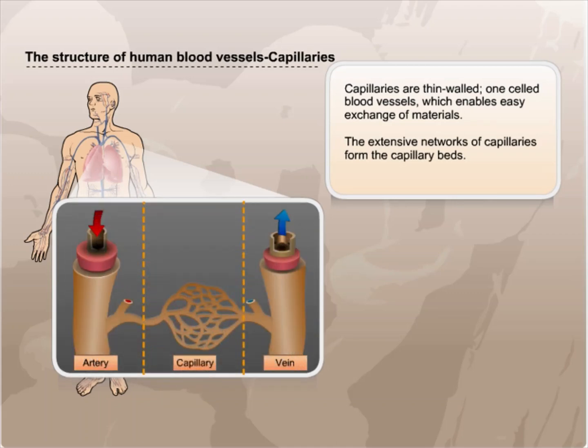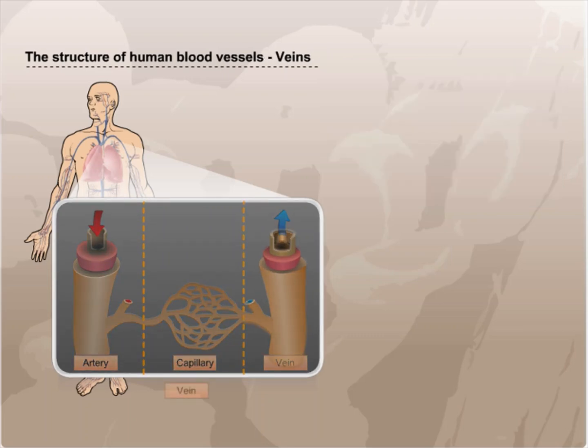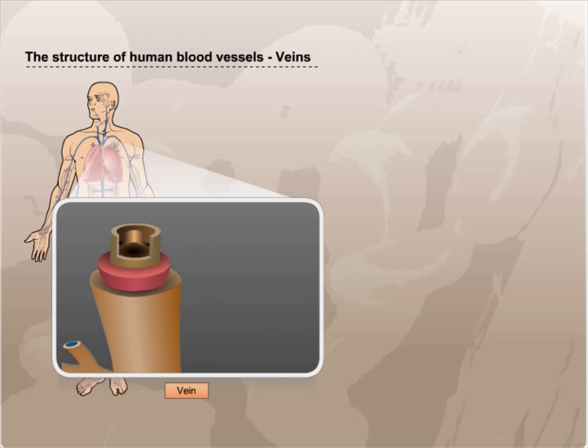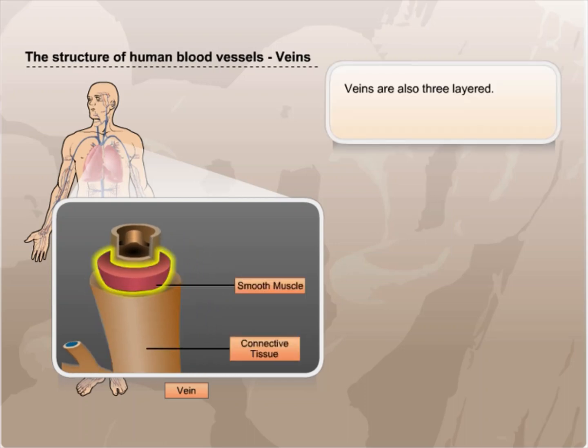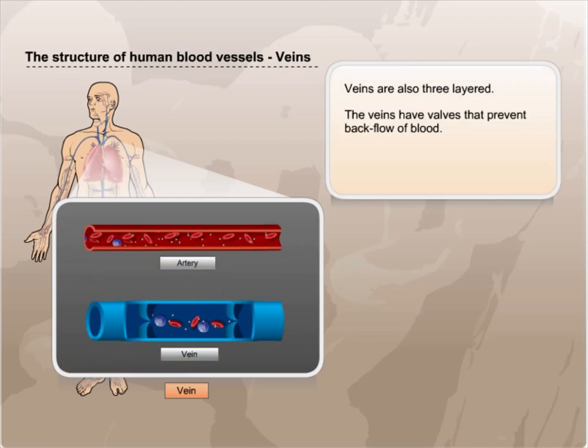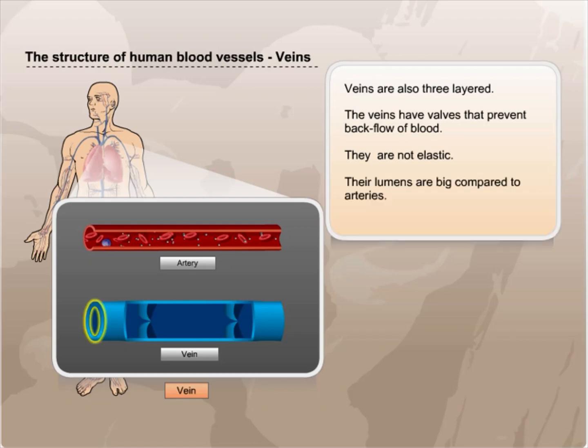Blood that leaves the capillary beds flows into a progressively larger series of venules that in turn join to form veins. Veins are also 3-layered. Pressure in veins is low. The veins have valves that prevent backflow of blood. They are not elastic. Their lumens are big compared to arteries.